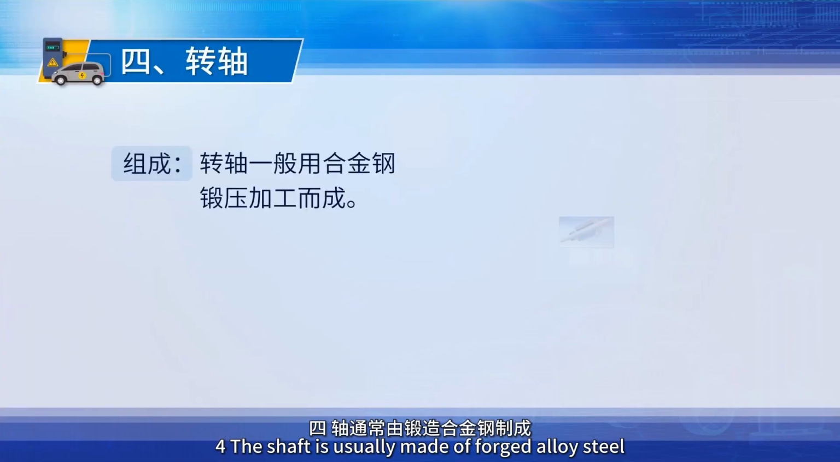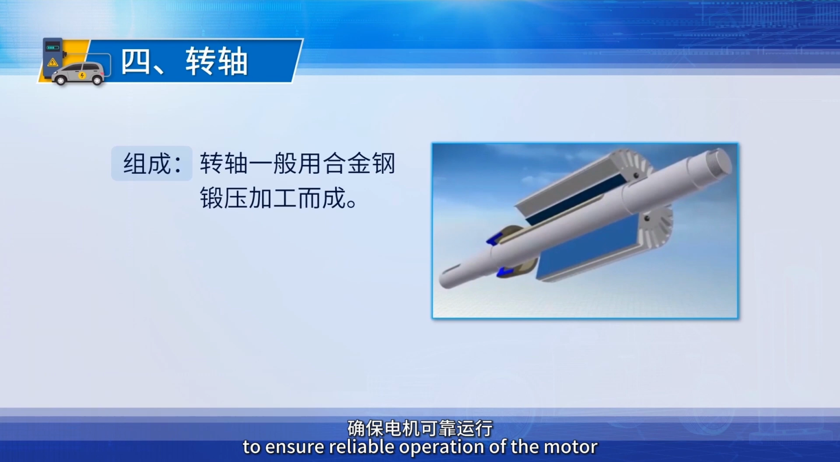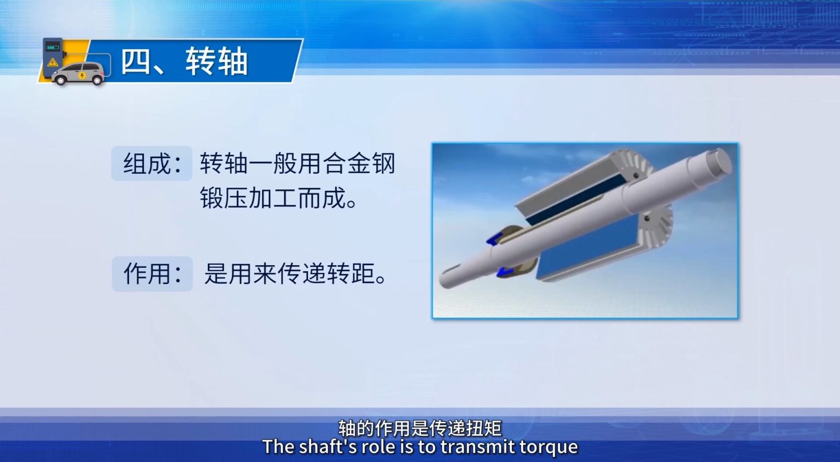4. The shaft is usually made of forged alloy steel to ensure reliable operation of the motor. The shaft's role is to transmit torque.